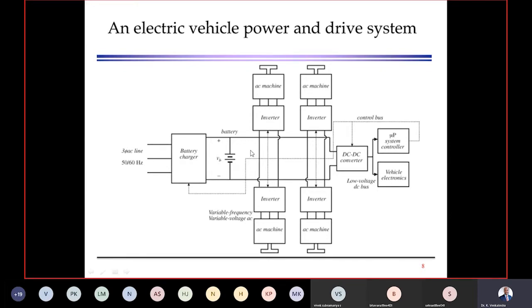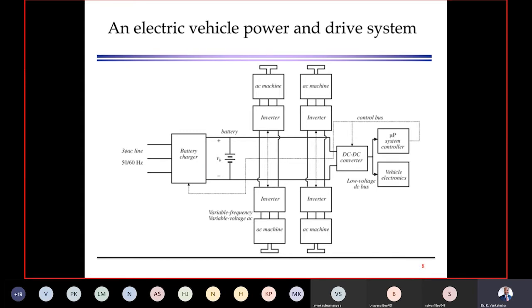Then this battery DC voltage is converted to smaller DC voltages using your DC to DC converter, maybe for the microprocessor or vehicle electronics or compartment door opening, closing, lighting system, air conditioner, everything. I require some DC value there. So this is my very basic electric vehicle drive system.